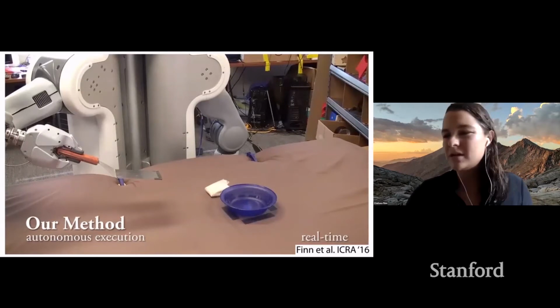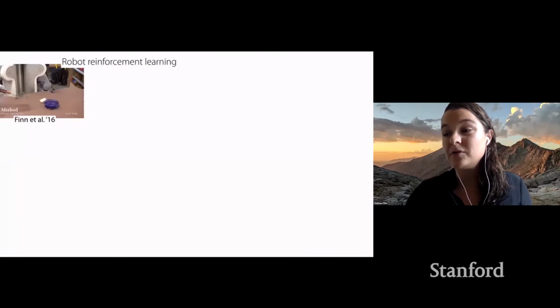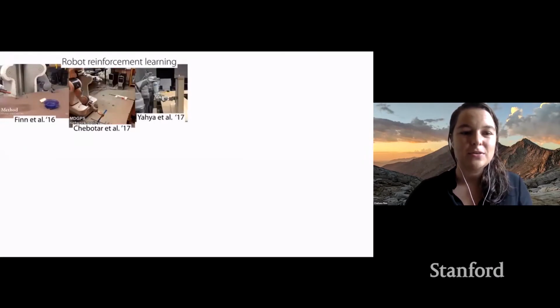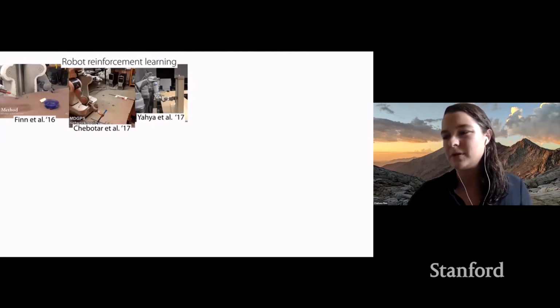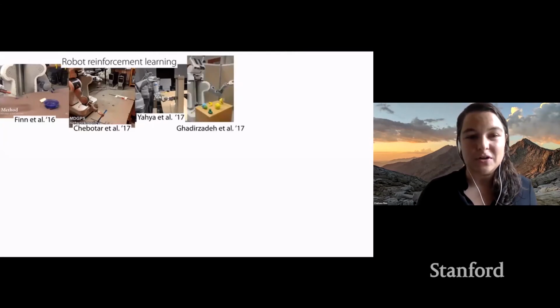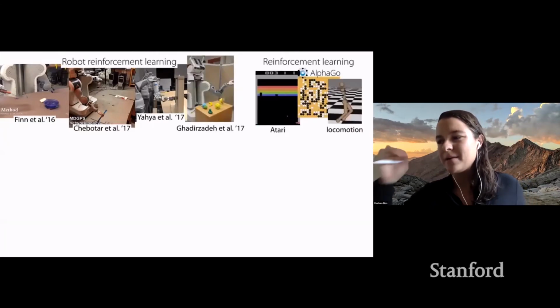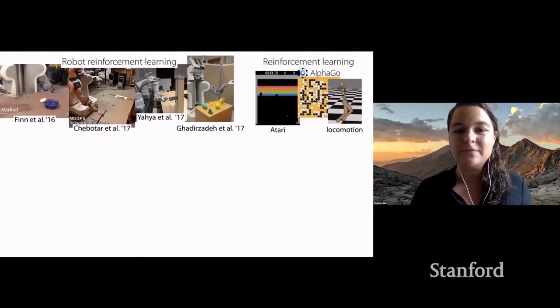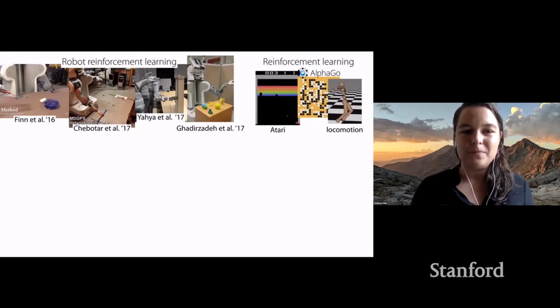So this is pretty cool. And a number of other works built upon this method on their own robots to learn other tasks like hitting a puck into a goal, opening a door, and throwing an object to hit a target. And around the same time, other folks at DeepMind, for example, were leveraging some similar algorithms to play Atari games, to play Go, to learn locomotion skills, and so forth. So we were pretty excited, but we had a bit of a problem with these algorithms.